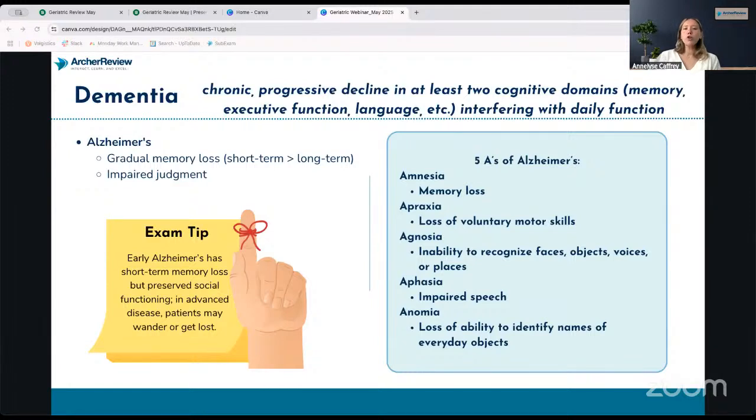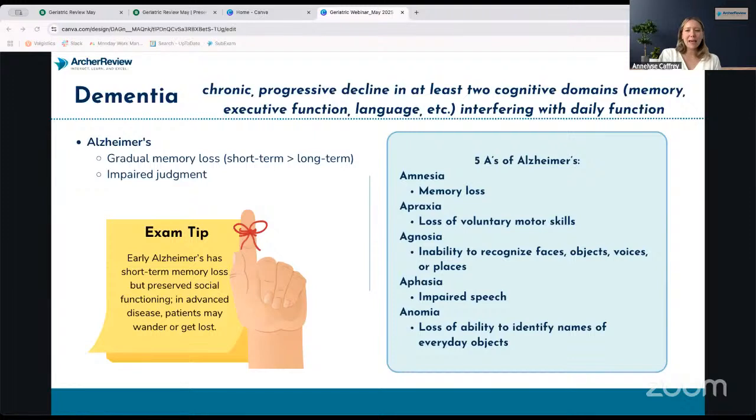It's when you have 2 cognitive domains, whether that's memory, executive function, language, etc., any of those are affected to the point that it interferes with their daily life function. So when they can no longer dress themselves, feed themselves, they can't communicate with their friends and family, they can't get themselves to the grocery store. That's all when it becomes dementia.